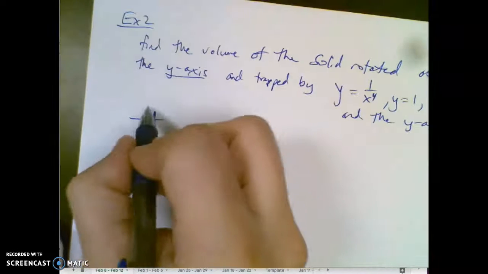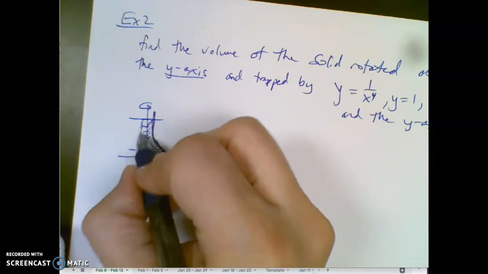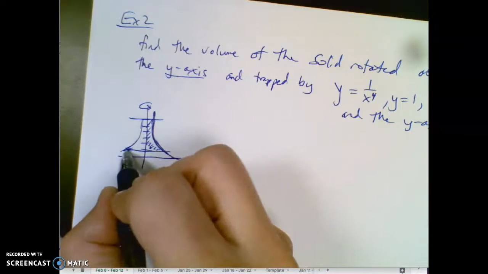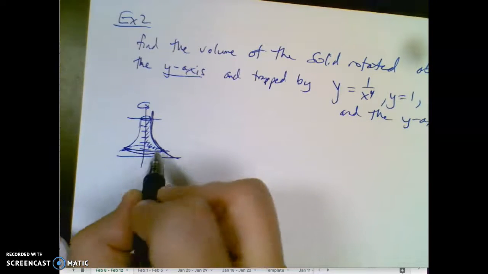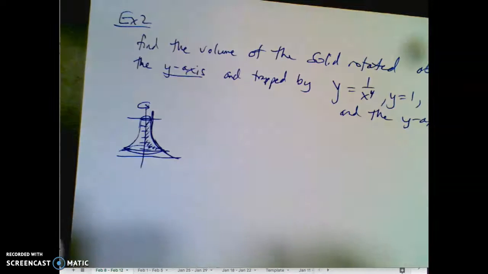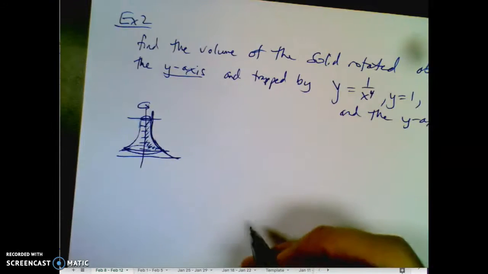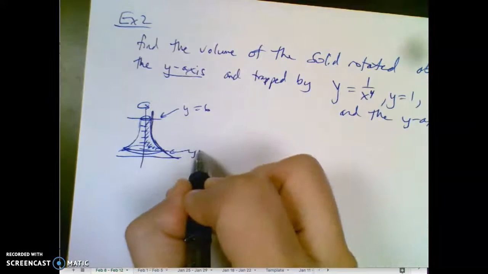Rotate it around the y-axis. So when I do that, it kind of makes the mirror image, right? But it has some depth to it, so I'm going to give it a circle on top, circle on bottom. So it kind of looks like a sorry piece if you broke the top off, right? It's solid, it's not hollow, so I don't have to do the washer method. So that's y is 6, this is y is 1.